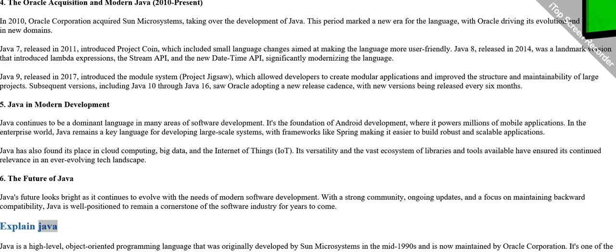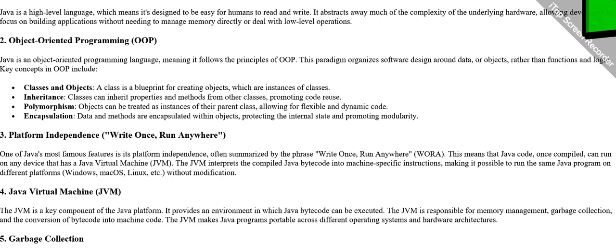Explain Java. Java is a high-level, object-oriented programming language that was originally developed by Sun Microsystems in the mid-1990s and is now maintained by Oracle Corporation. It's one of the most widely used programming languages in the world, known for its portability, scalability, and reliability. Here's an overview of what Java is and its key features.